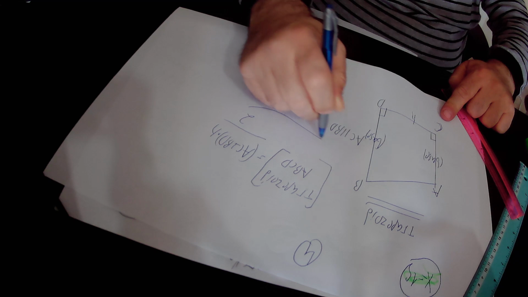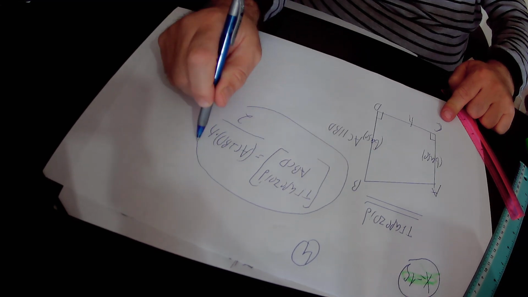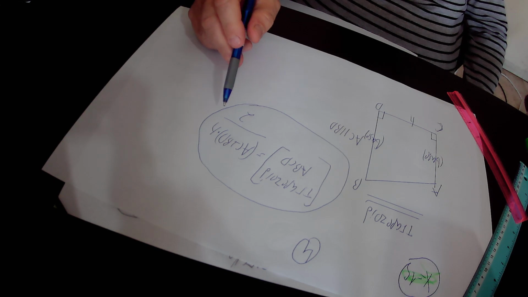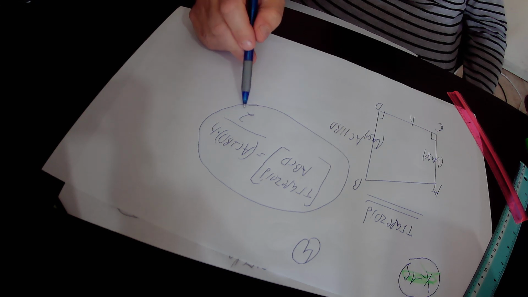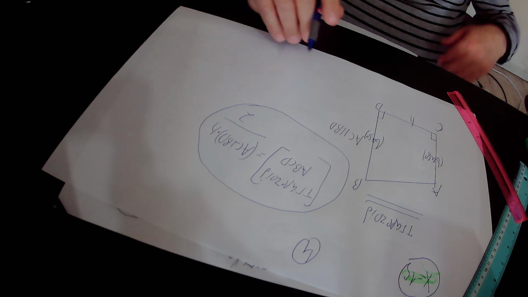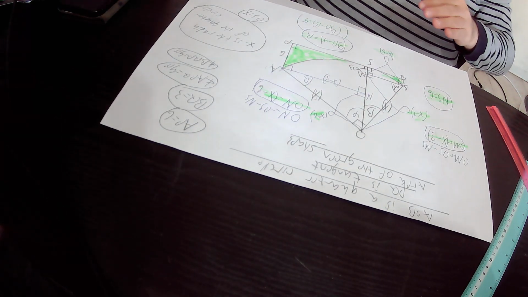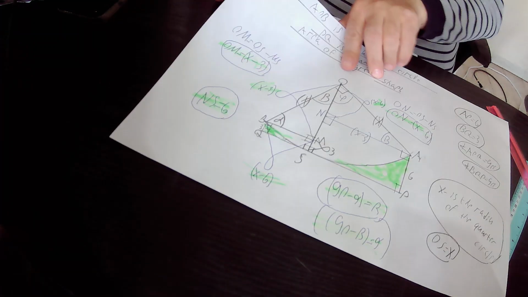Repeat again. The area of trapezoid ABCD, or the area of any trapezoid, equals the sum of its bases times the height over 2. Okay? So, what is the area of this green shape?